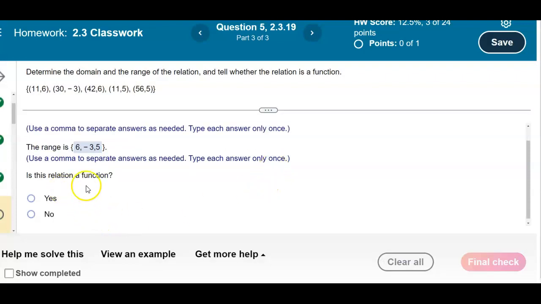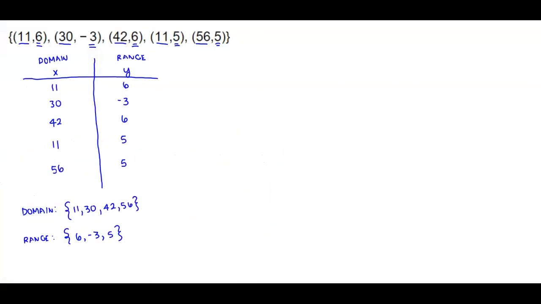Okay, now we want to determine whether this relation is a function or not. So we need to take a look at this. All right, so we see that 11 maps to 6. Okay, we see that 30 maps to -3. We see that 42 maps to 6. 11 maps to 5, and then 56 maps to 5.